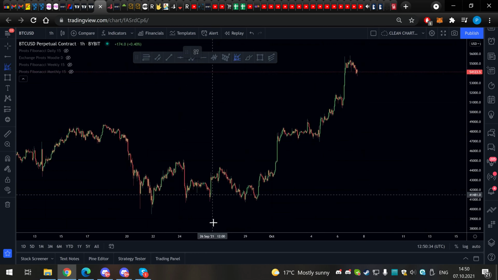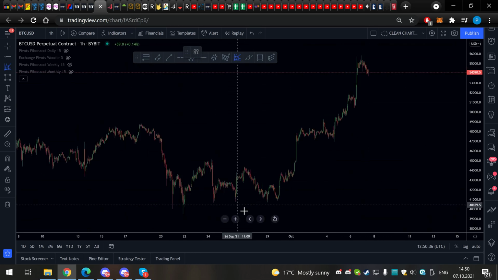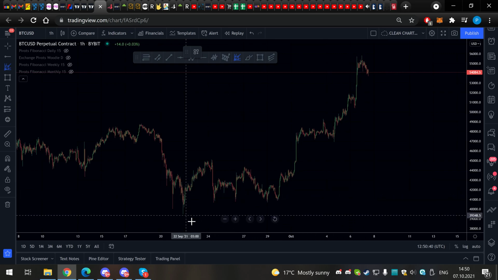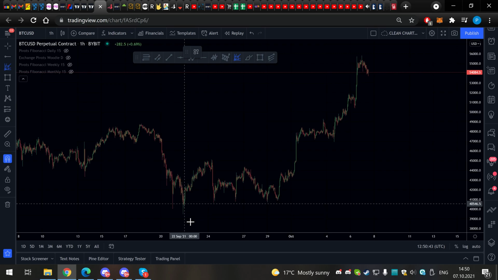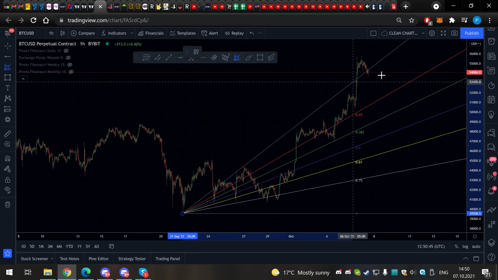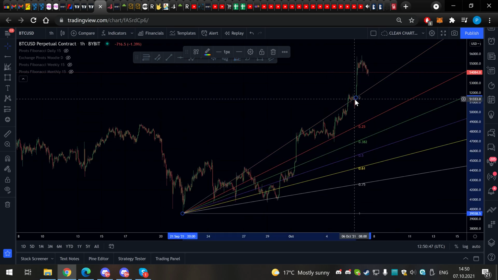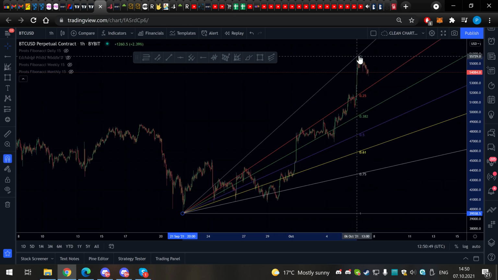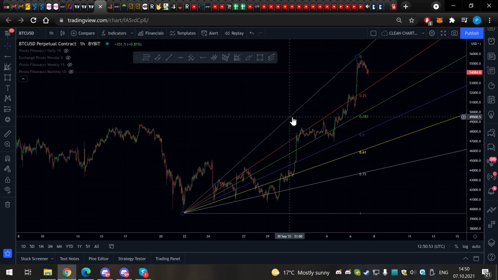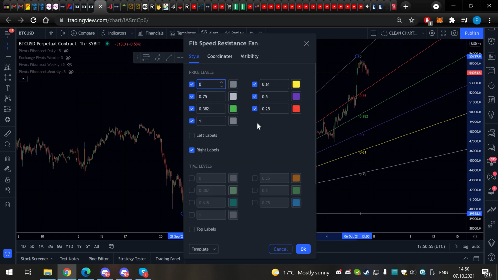I will show you the settings. As with any other tool, you will be looking for significant lows and highs to pull it. So in this case this is the significant low, significant high. These are my settings. They are, I think, the basic ones.